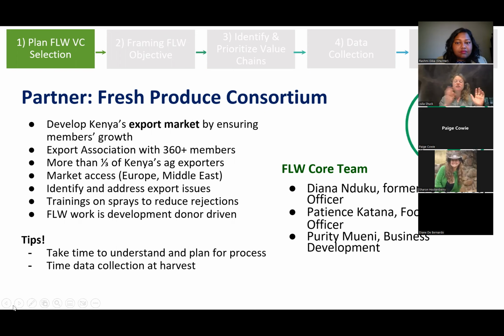So I got to work with a core team. When we work with the Fresh Produce Consortium of Kenya, we worked with an export association, and then working in Kenya, we worked with the government. So we see a bit of differences. And one of them was that FPC had a nice core team. And so we had a handful of people that we relied on for a lot of institutional memory. Diana Nduku was the food loss waste lead for the team. And we also worked with Patience Katana, and Purity Moini, which were fabulous.